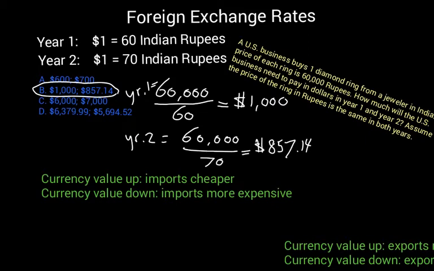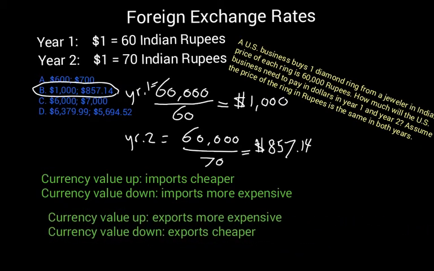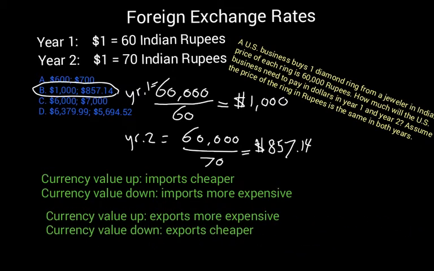From this example, we can see that if the dollar value increases, it went from 60 to 70 rupees, it became cheaper to buy the ring from the jeweler in India. So in general, when a currency of a country increases in value, it makes the products that it buys from other countries, in other words, the imports, cheaper for that country. Conversely, if the value of a currency goes down, then imports, goods that countries buy from other countries, become more expensive.